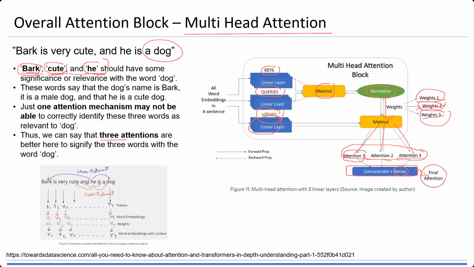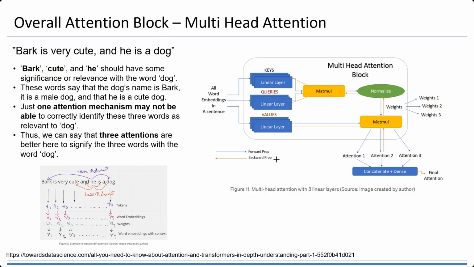In some cases, if you need to do the back propagation, then after you got the attention, you will go back to update the keys, the queries, and the values. So this is the multi-head attention. It means we are looking at the words which are relevant to another word.